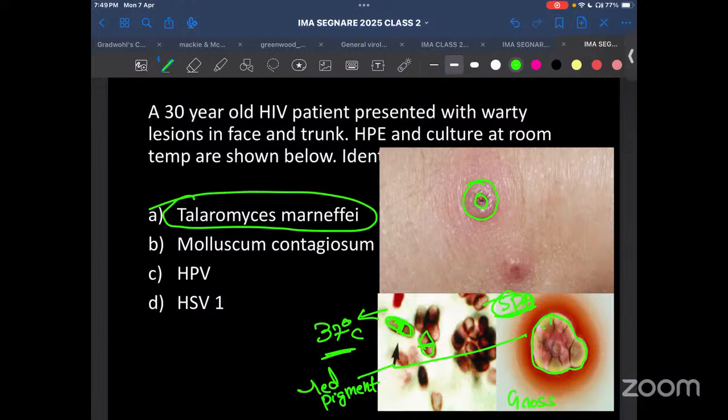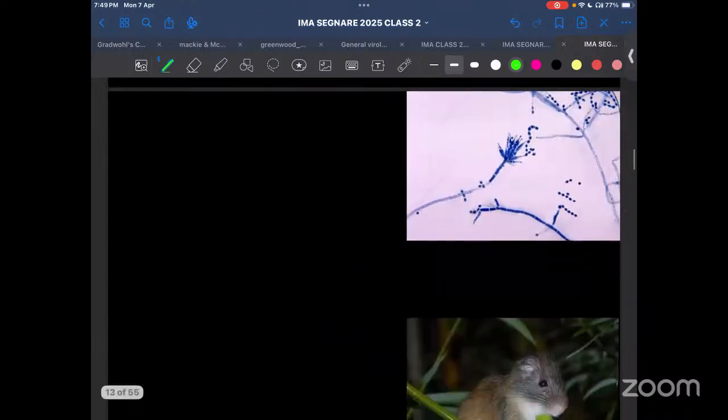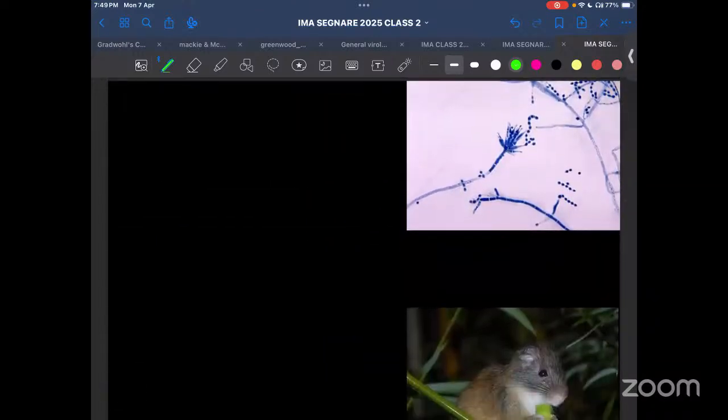It produces this type of skin lesions. It can also produce lung infections, pulmonary infections, especially in immunocompromised patients. So a red pigment producing fungus at room temperature and, at 37 degrees Celsius, bisected yeast producing umbilicated lesions: it is Talaromyces marneffei. Now what is here? This is Talaromyces marneffei at 25 degrees Celsius.